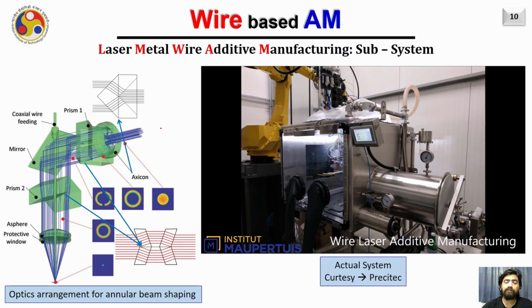In this case, the wire can be fed at the center and you will be able to move in any direction without having any issue like we discussed in the case of lateral feeding. Here, first of all, as you are seeing, there is a solid beam which travels through a particular type of optical system and gets converted into a hollow or annular or donut shaped beam.